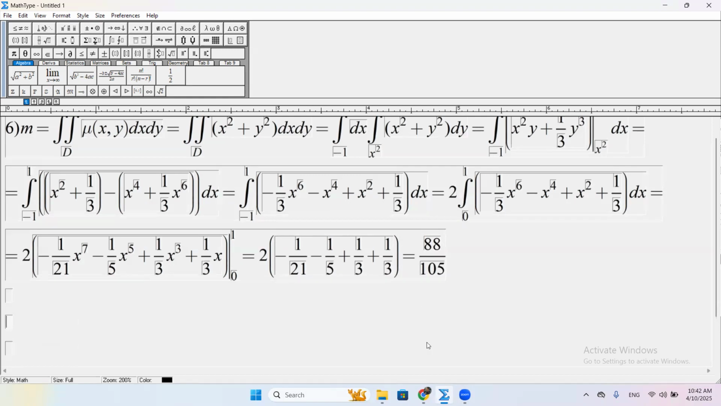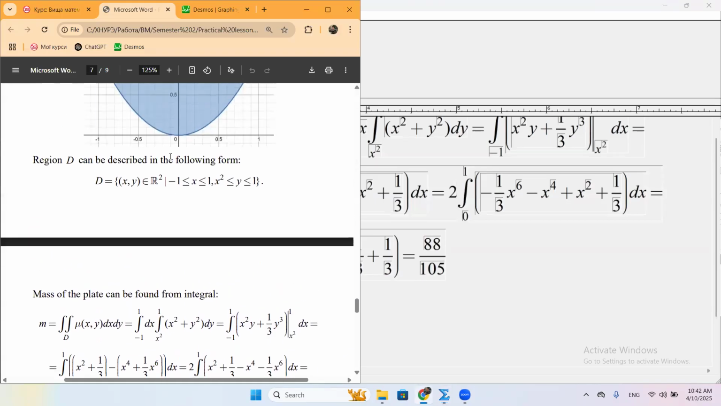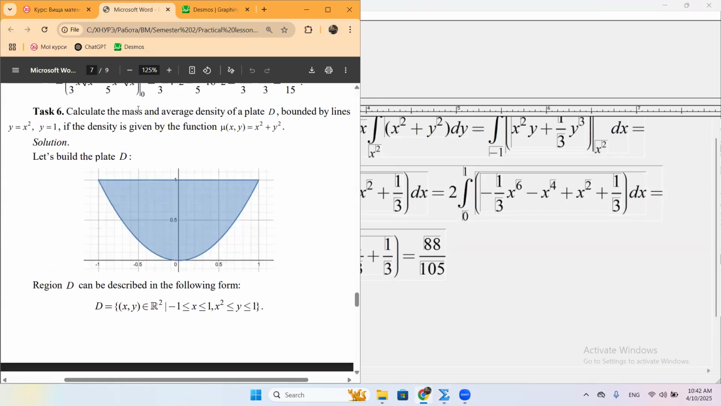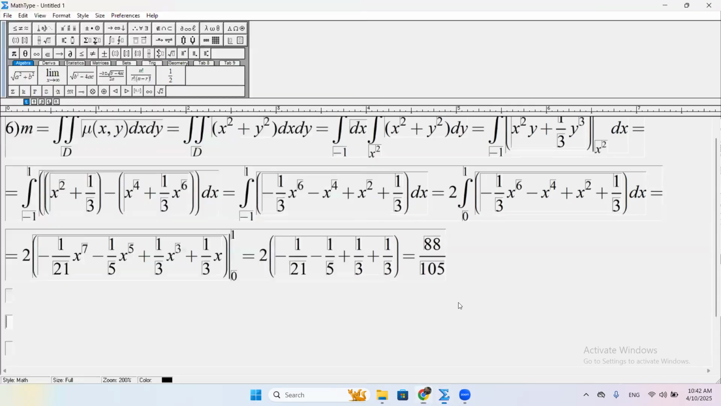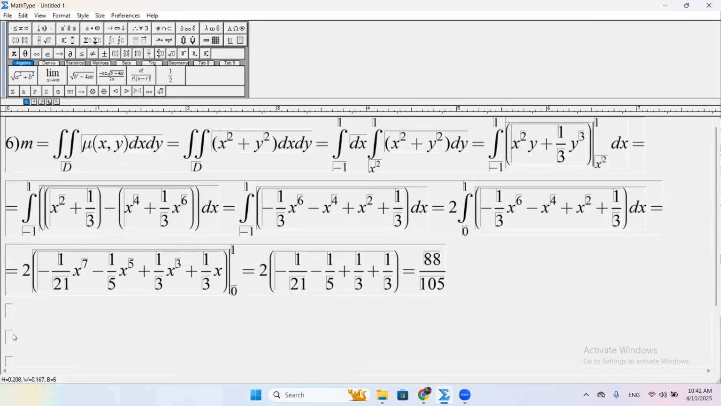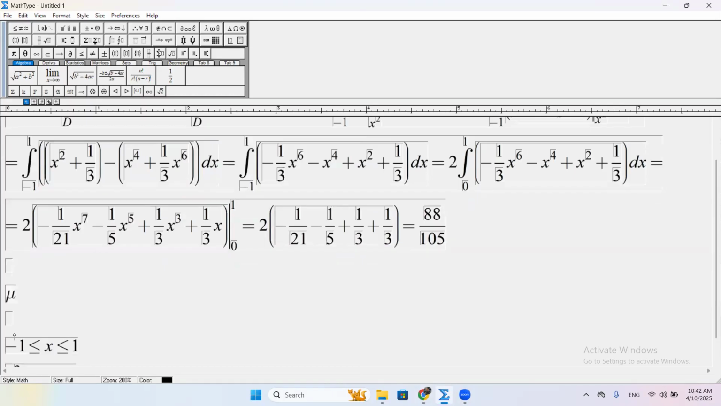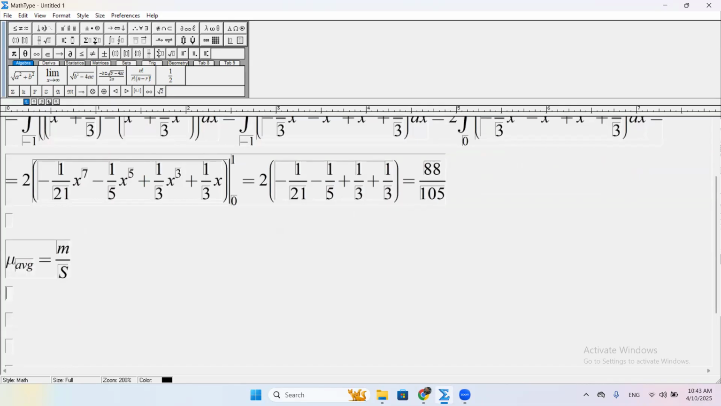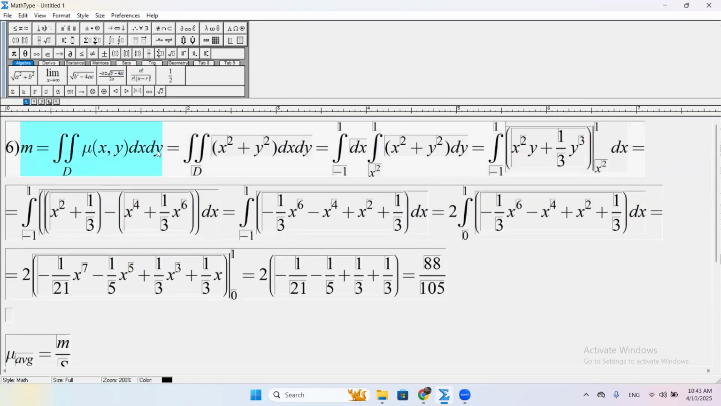Okay, so we found the mass, and also, if I'm not mistaken, we need to calculate the average density of the plate. How to calculate average density? It can be found by the following formula. So we will divide mass by the area. So now we have to calculate the area of this region.